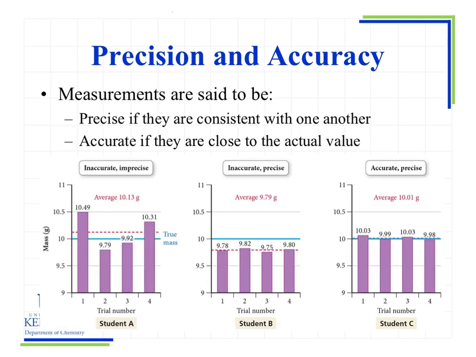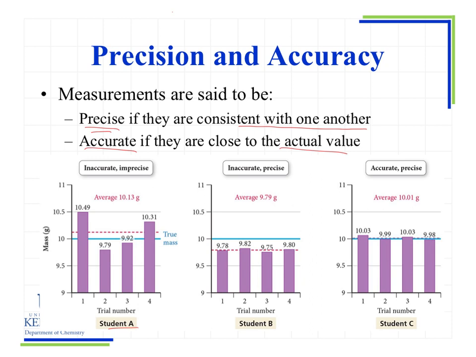So this is to sum up what we just said. The measurements are said to be precise if they are consistent with one another. That's precision. Or it's said to be accurate if they are close to the actual value. So these are the results for student A, B, and C.